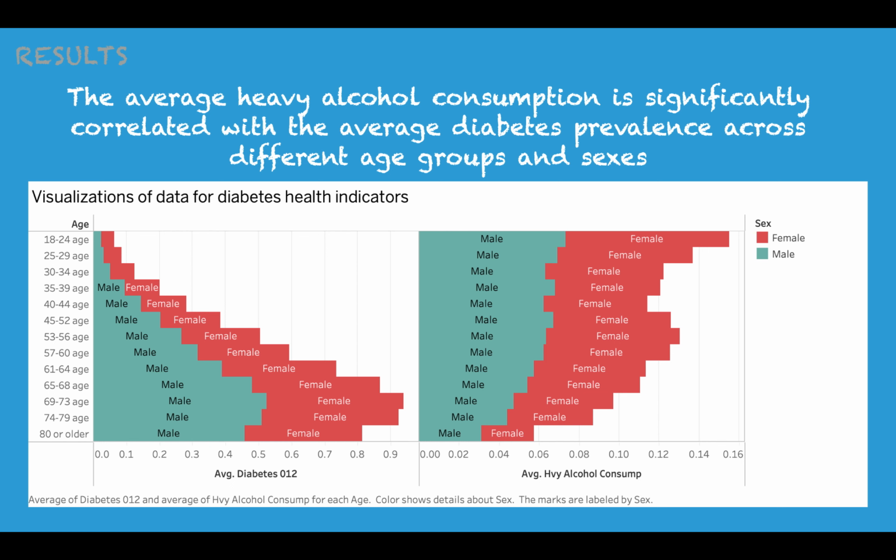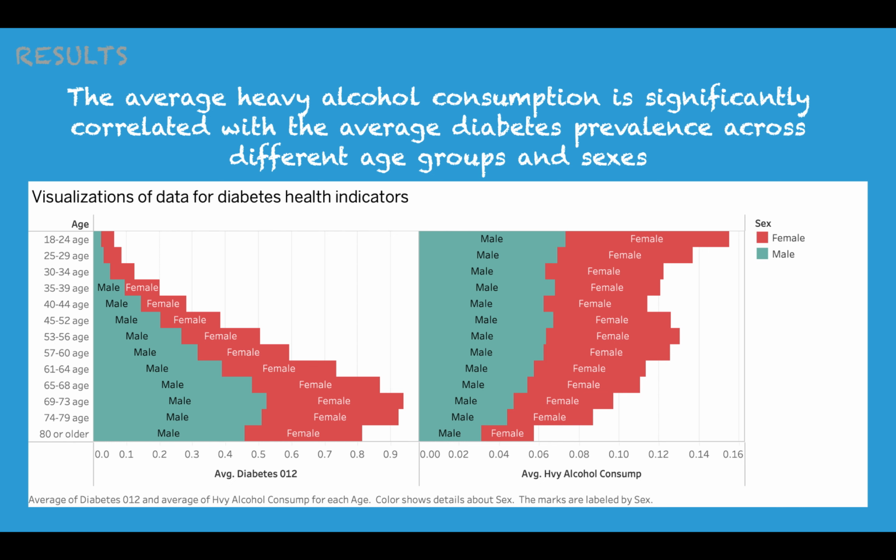The results, analysis and approach. My first graph is about whether average heavy alcohol consumption is significantly correlated with average diabetes prevalence across different age groups and sexes. This statement is further addressed below.